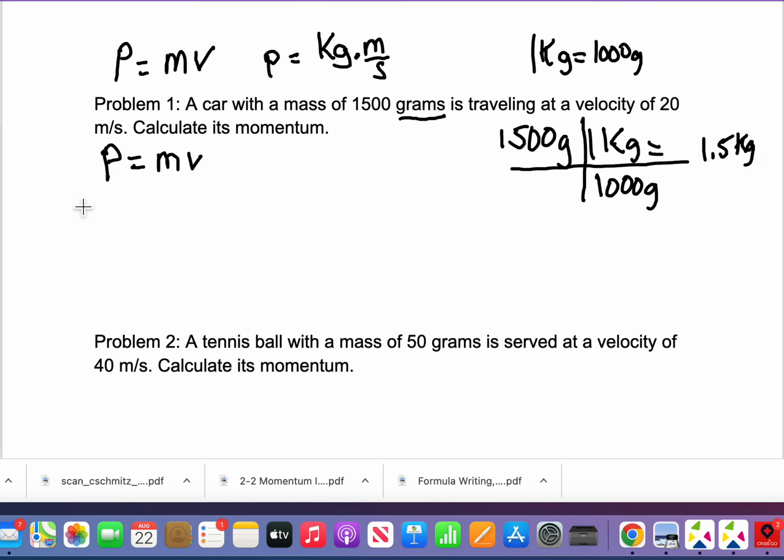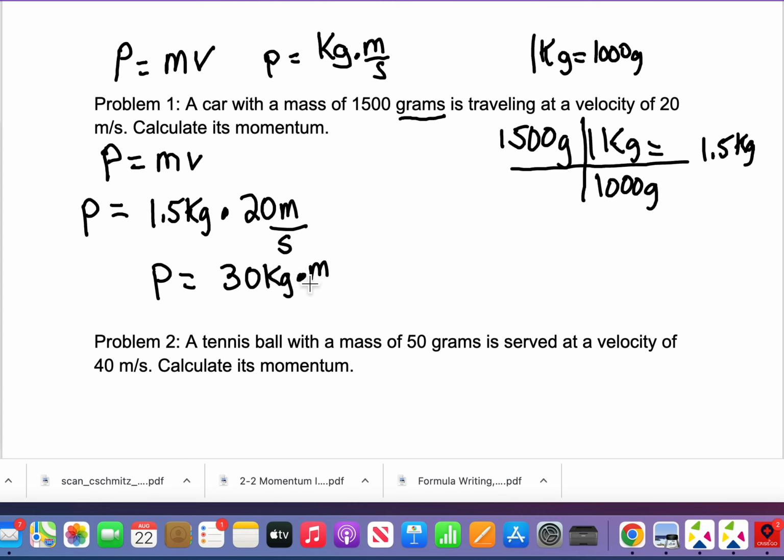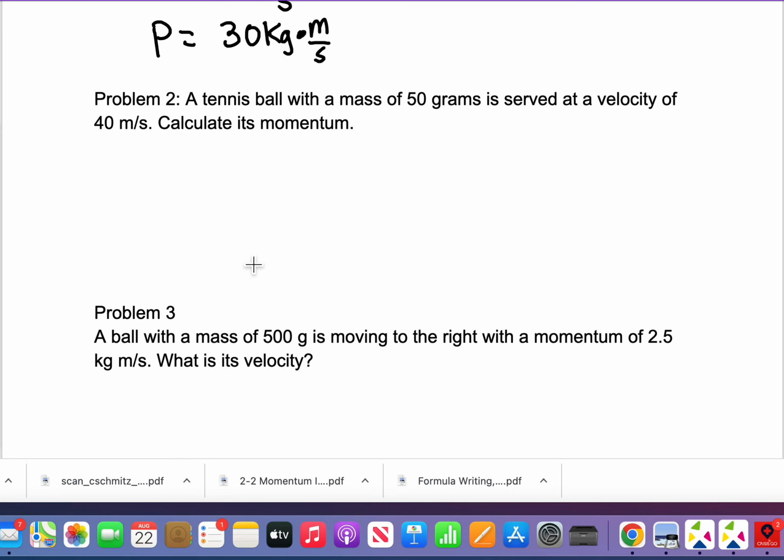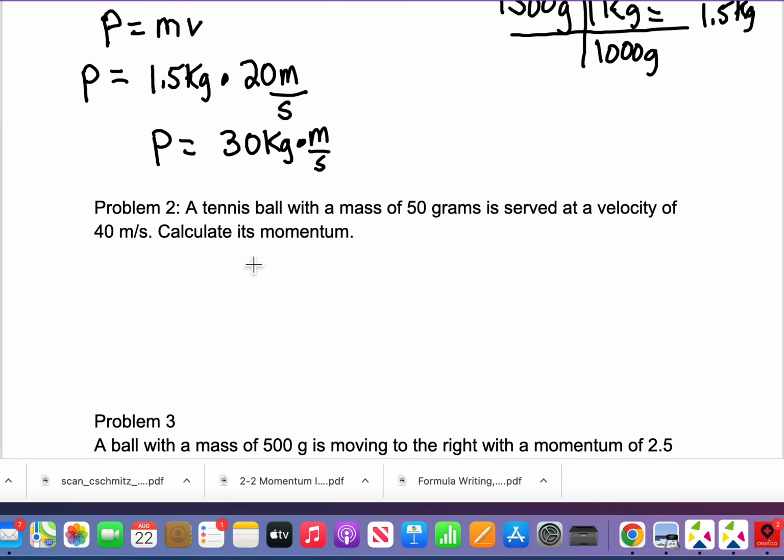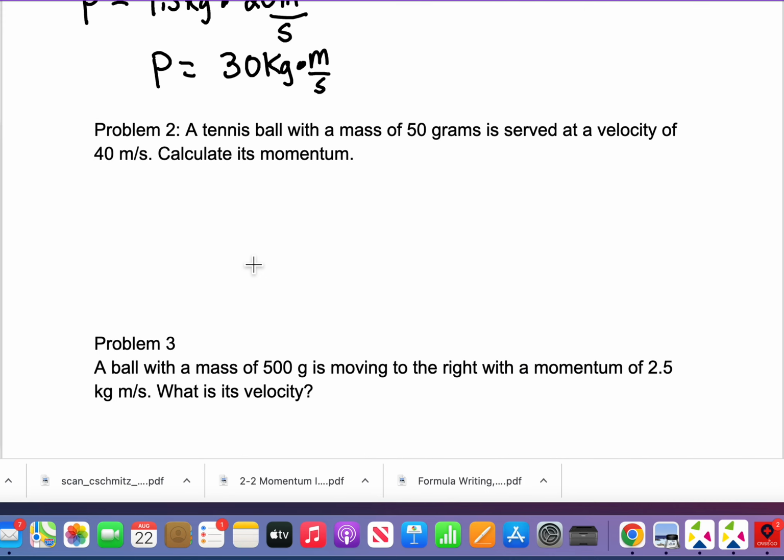Now we can go back to our problem and plug in the numbers. Momentum equals, what's our mass? 1.5 kilograms. What's the velocity? It's 20 meters per second, which is already in the right units. So we take 1.5 times 20 and get 30, and the units for momentum are kilograms times meters per second. That's the unit. Okay, let's try number 2, or why don't you try number 2? You can pause the video, since it's just like problem 1, and then play this video to see if you did it right.